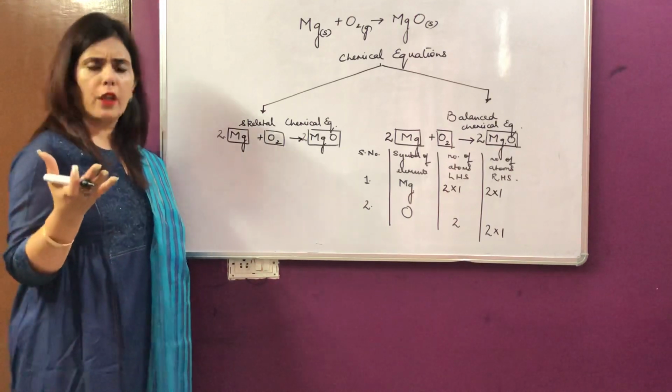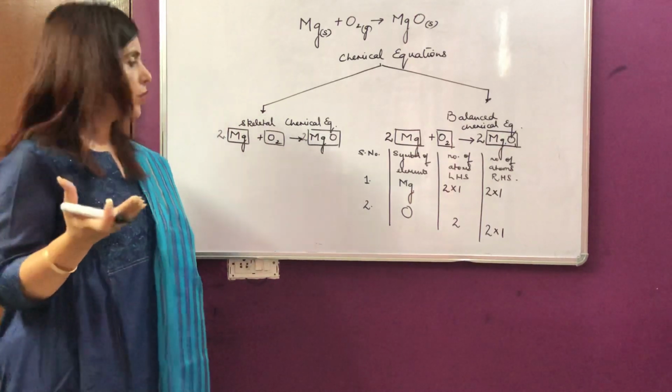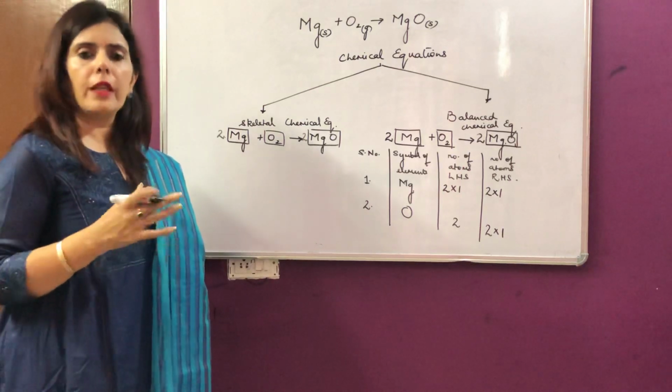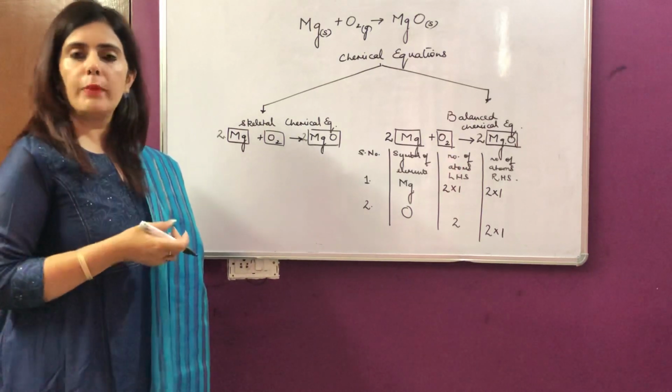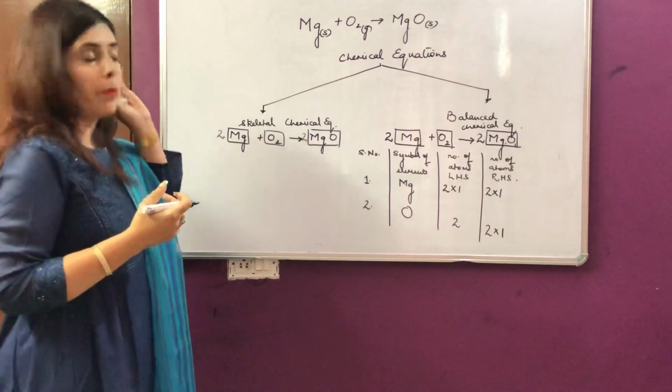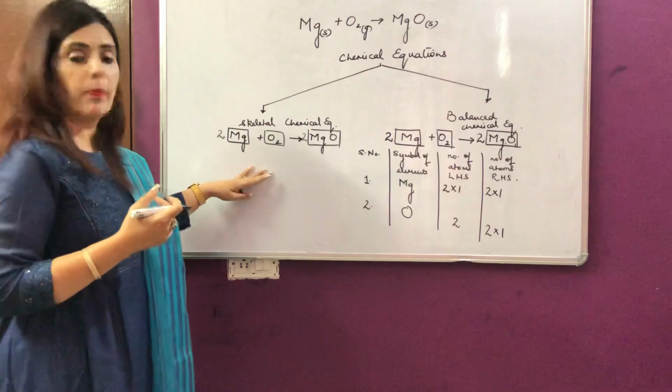In the first 10 or 15 equations, you need to use this box, and later on you will be very comfortable balancing by the hit and trial method in your mind itself. So let us understand a few more complicated equations. How do we need to balance them?